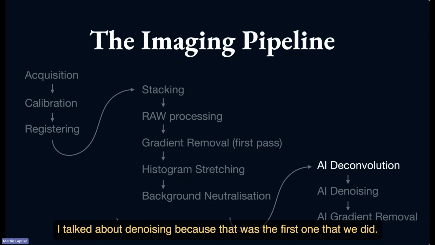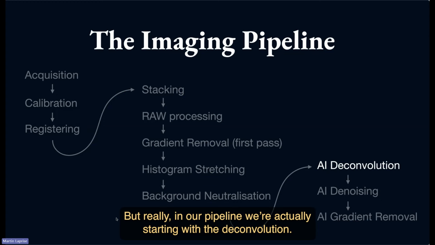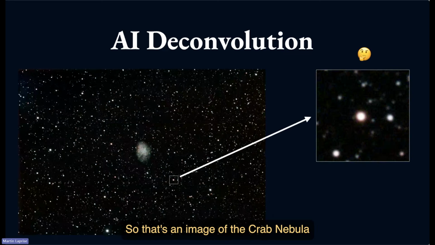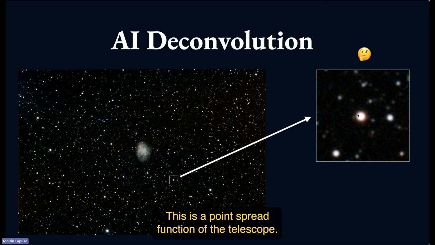I talk about denoising because that was the first one that we did, but really in our pipeline, we're actually starting with the deconvolution. So now we'll talk about the AI deconvolution model. So that's an image of the Crab Nebula, and here I did a zoom on this star, and for most people this is a star, but for me this is not a star. This is the point spread function of the telescope.